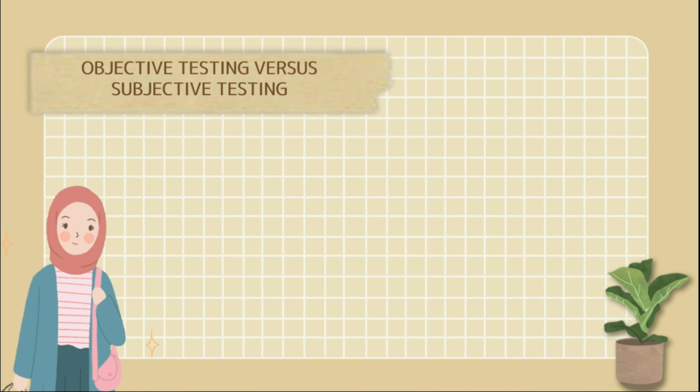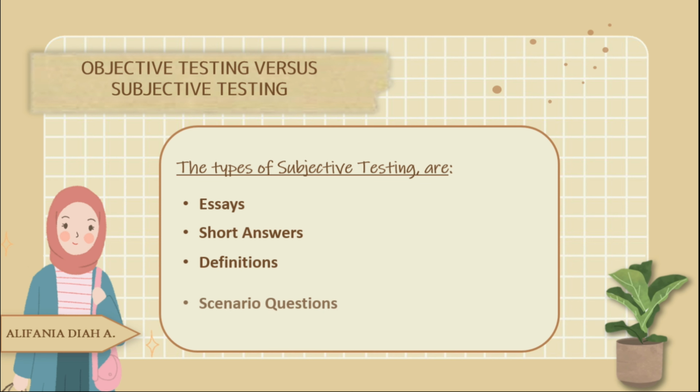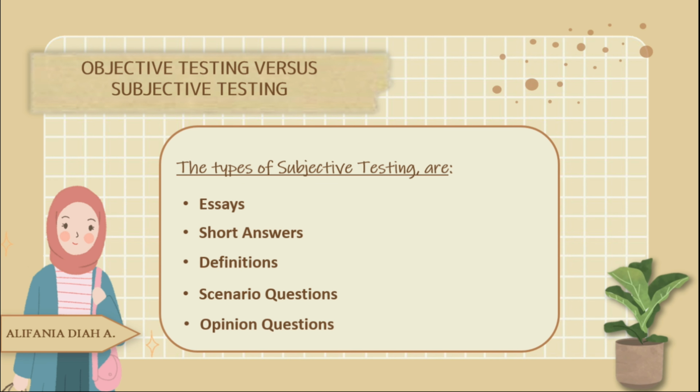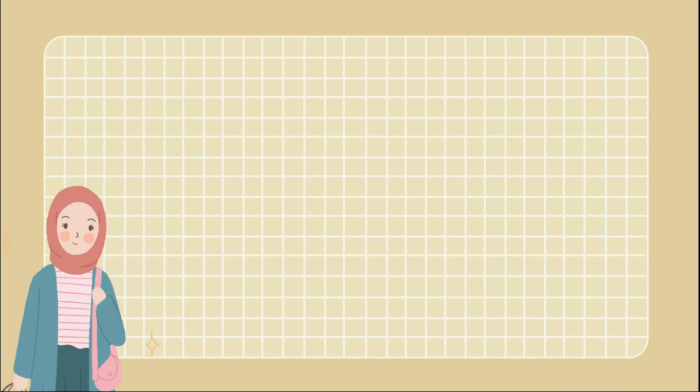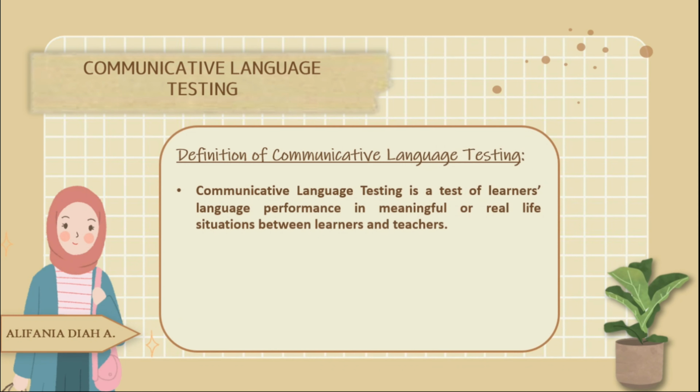The types of subjective questions are essay questions, short answers, definitions, scenario questions, and opinion questions. And the third, also the last kind of test and testing, is communicative language testing.